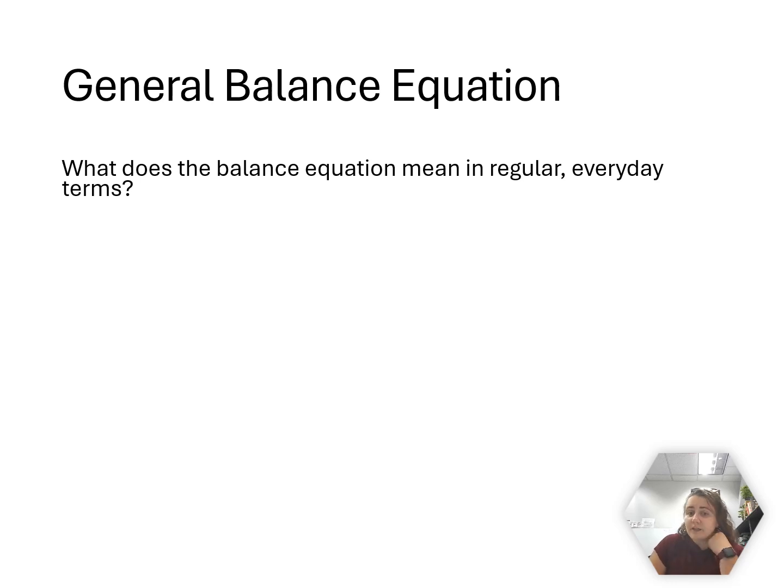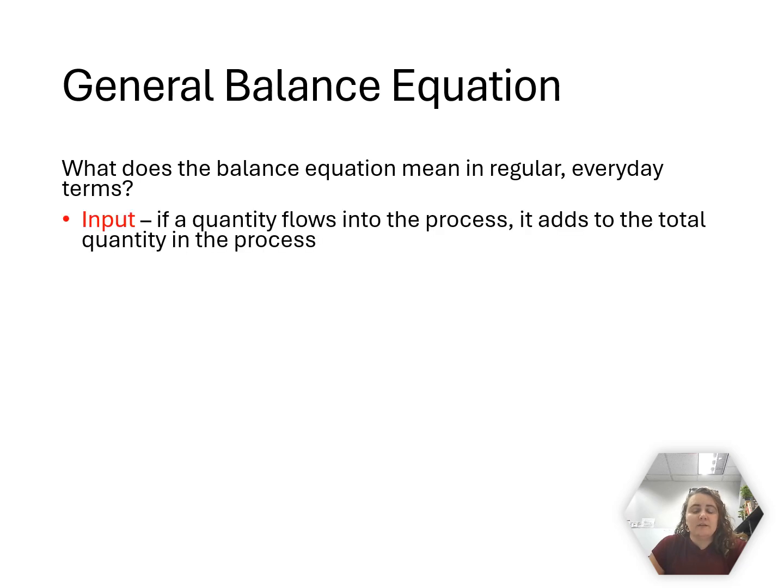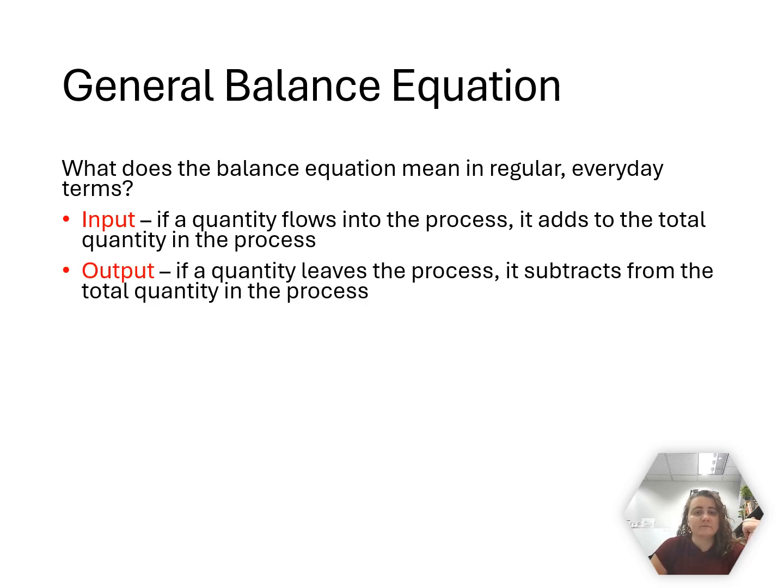So let's talk really quickly about what those different balance terms mean in regular everyday terms. So an input is a quantity that flows into the process. It adds a total quantity to the process. That's why input is positive. So it's things coming into the system. Remember, our conventions are to draw an arrow coming in. So remember, it could also be written as an influent. That's a word that we always hear in environmental engineering. And it's something that's coming into the process.